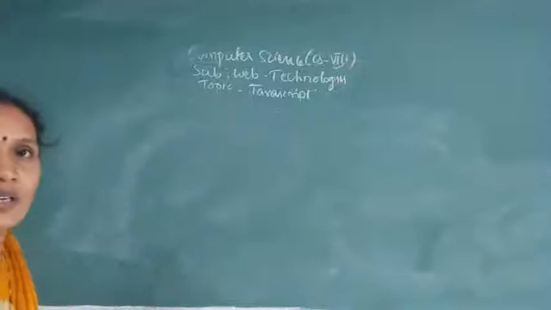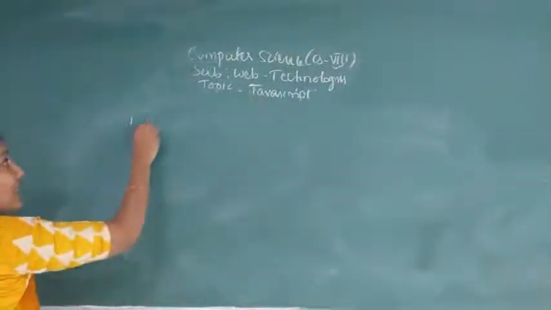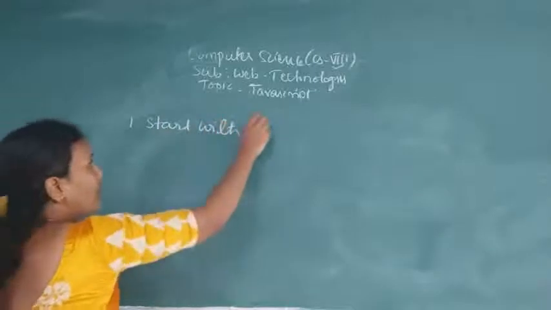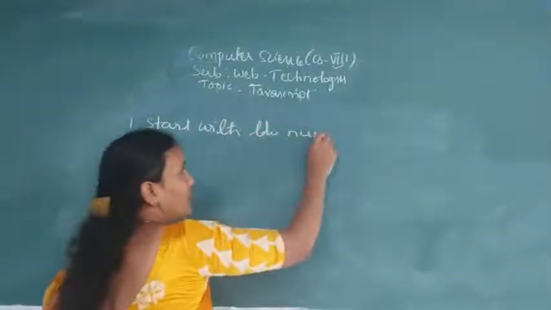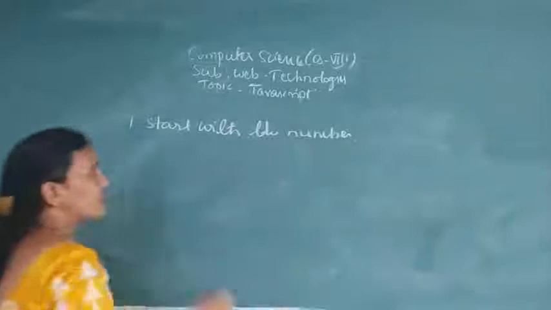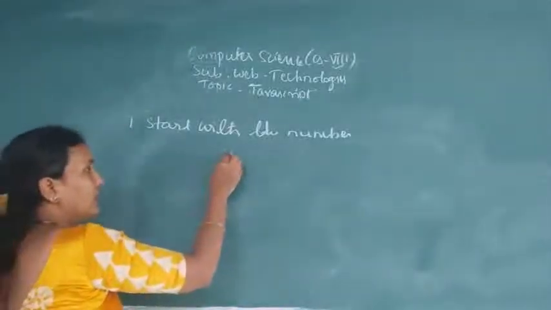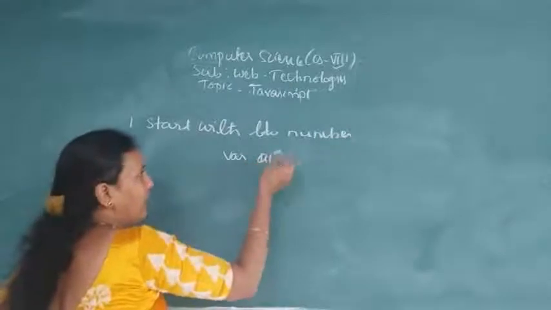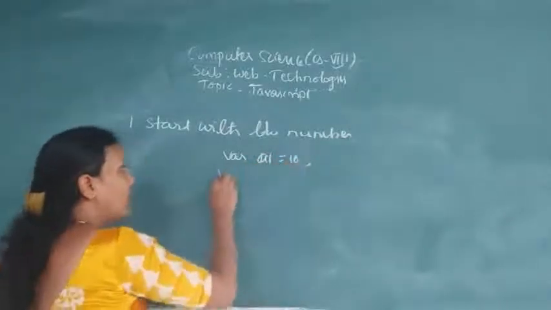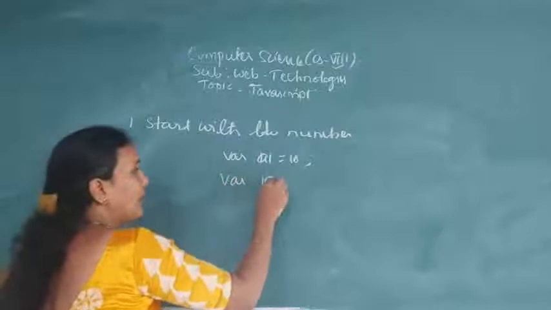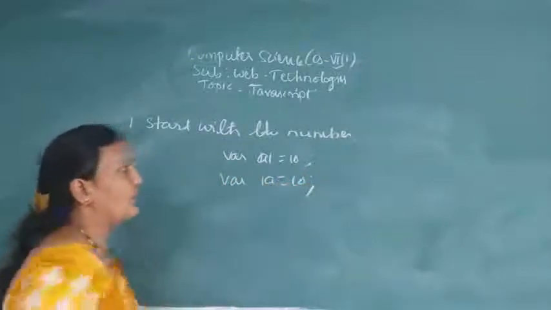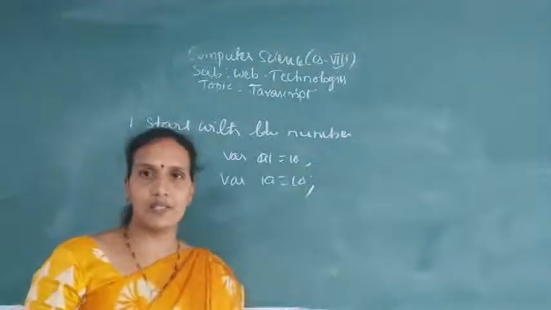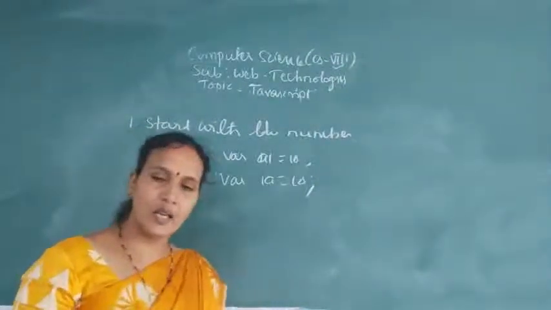First one, if it's a variable declaration, it should not start with a number. Means like this: var a1 = 10, you can do. But var 1a, you can't do. Why? Because according to the rule, a variable name should not start with a digit. It should not start with a number.